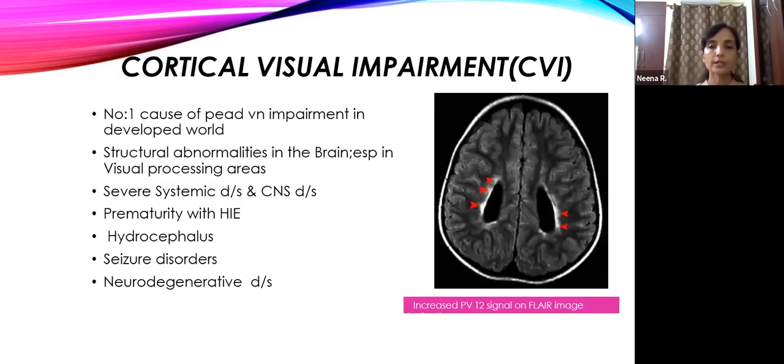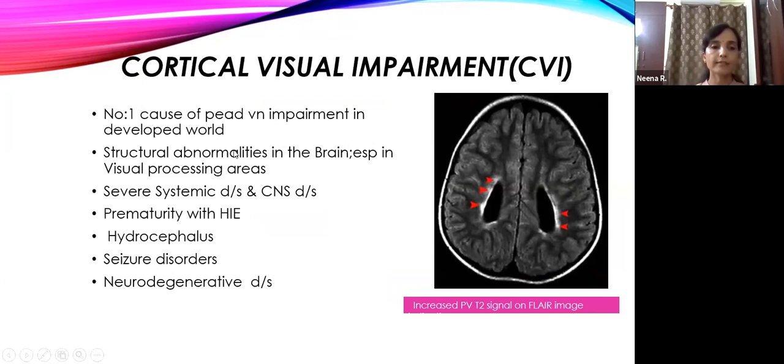So moving on from ptosis and proptosis to cortical visual impairment. So this is another area in which the pediatrician and the ophthalmologist play a very important role in rehabilitation, because this is one of the number one causes of visual impairment in children in the developed world. And even in India, we see a lot of cases of cortical visual impairment.